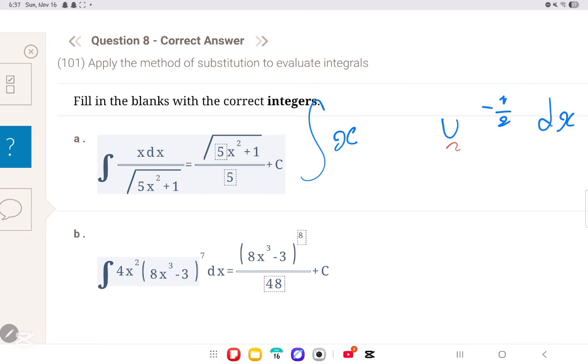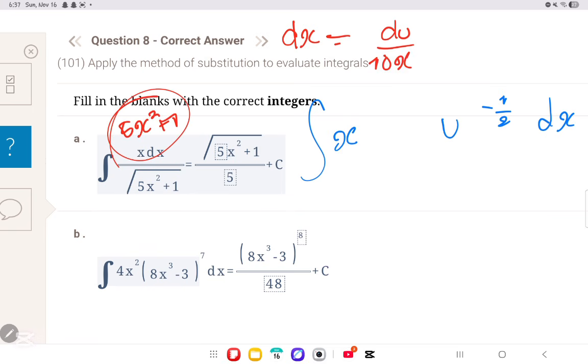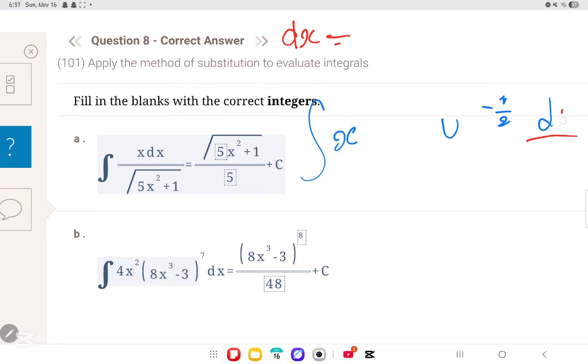How do I change dx if I have u? I need to change dx into du. dx is du over the derivative of u. What is u? u is 5x squared plus 1. So I need to take the derivative of this, which is 10x, right? So it's gonna be du over 10x. x and x will cancel. And now it's gonna be u to the power of minus 1 over 2, over 10.